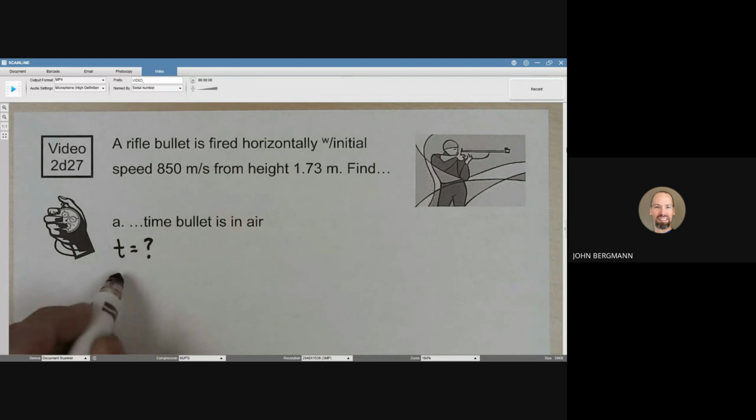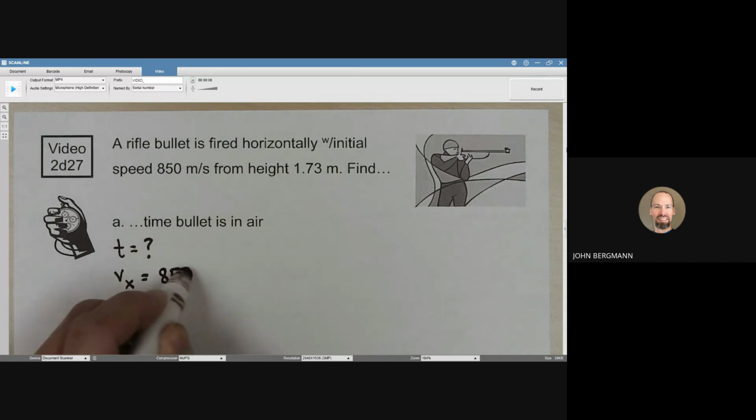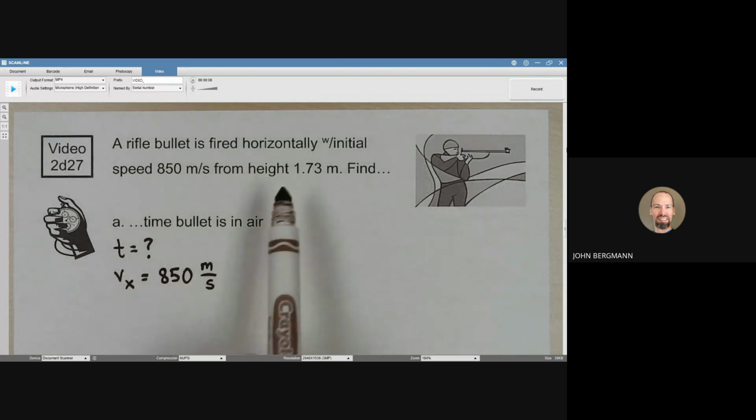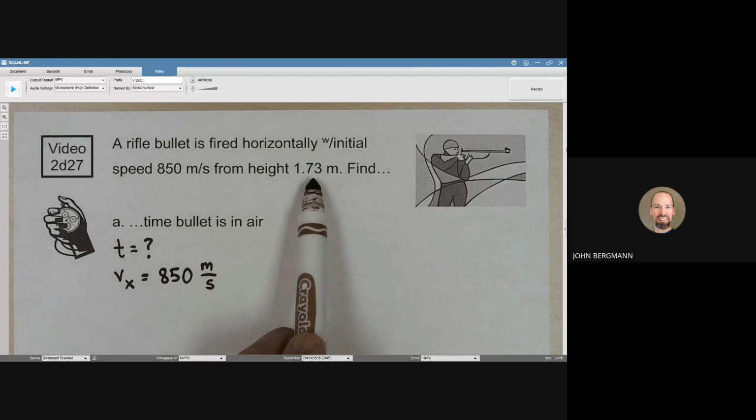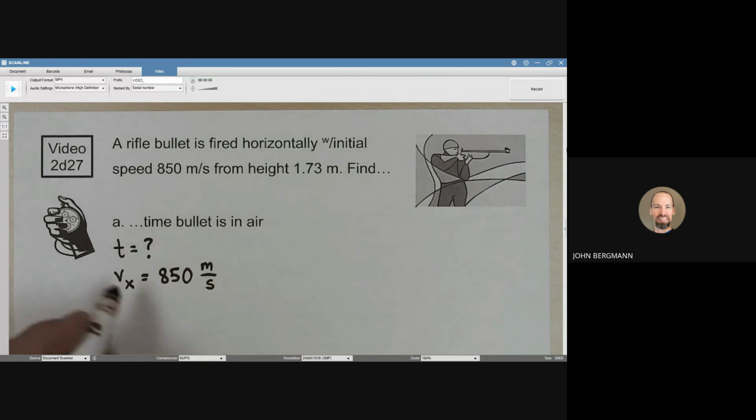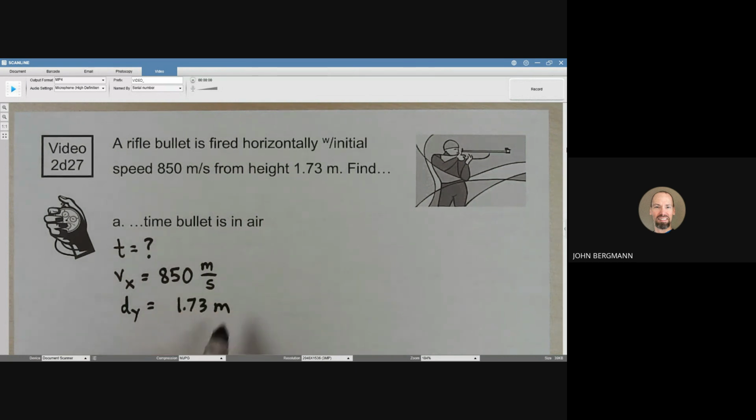It says that the bullet is fired horizontally. Horizontally is in the x direction. So Vx is equal to 850 meters per second. The bullet will be in the air for as long as it takes to fall downward 1.73 meters. Therefore, the displacement in the y direction, leave a little space after this equal sign before you write 1.73 meters. We need to talk about that.